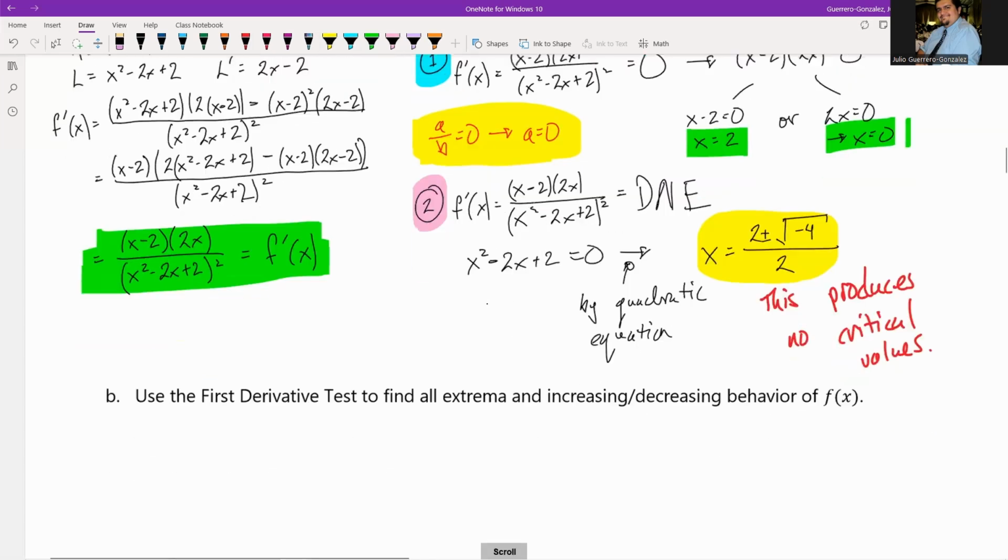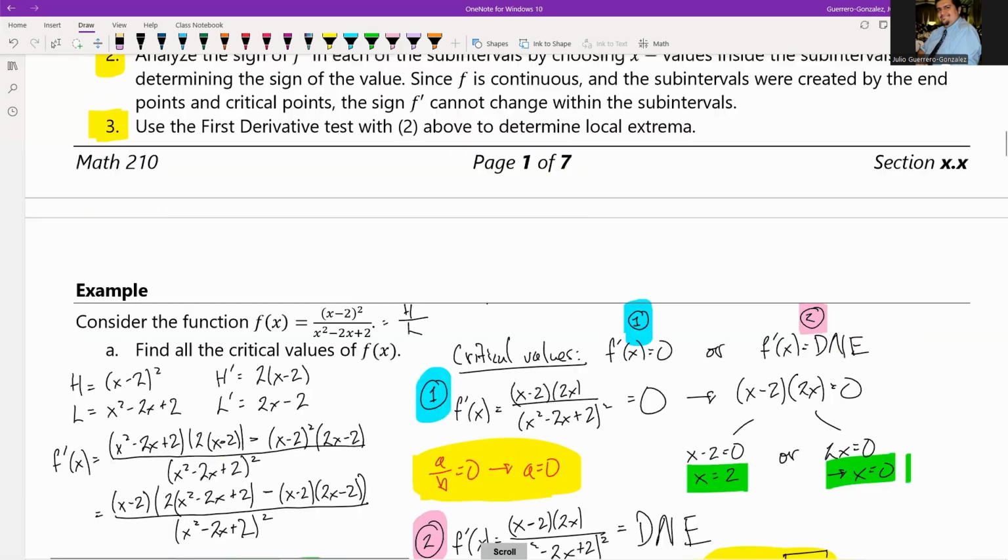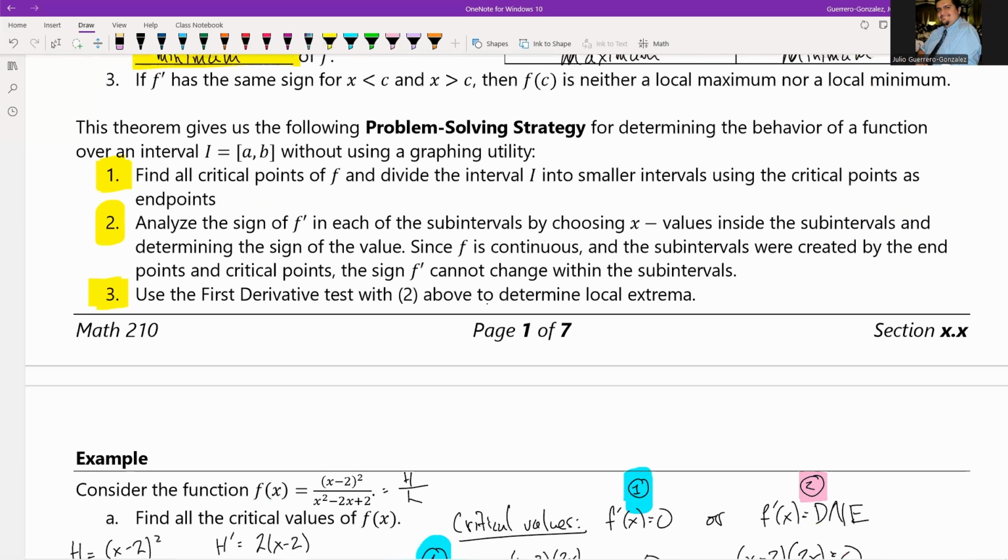Okay, so now let's move on to the next one. Let's move on to part B. Part B says use the first derivative test to find all extrema and increasing, decreasing behavior of f of x. Okay, so here is, let me scroll back up to our, there we go, our problem solving strategy. We just did step 1.